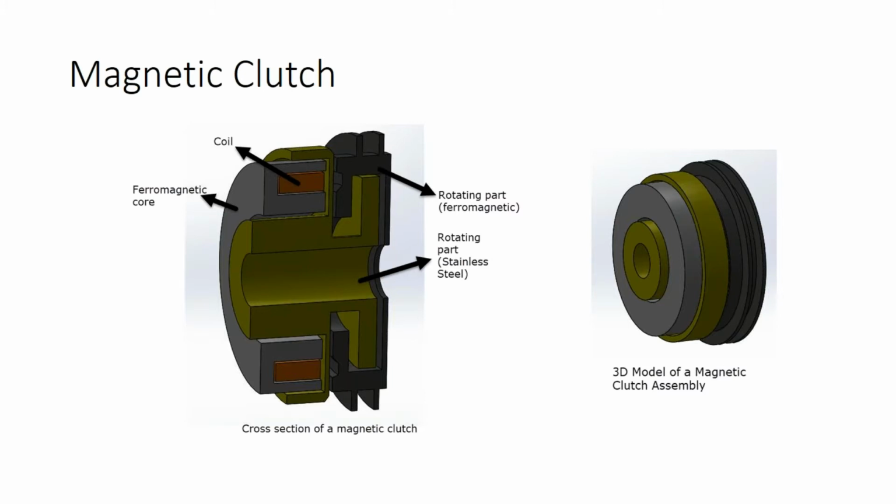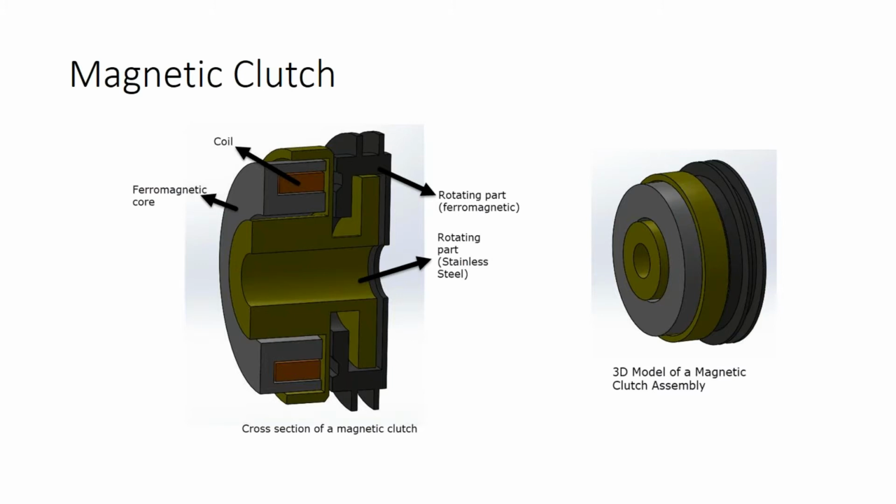There are also two other main components that are very critical to the functioning of a magnetic clutch. That is the coil, which is made up of several conductors of copper. Several conductors of AWG copper wire are wound, and that comprises a coil. And there is also a ferromagnetic core. The 3D model is shown here on the right, and we will actually be looking at this model inside SolidWorks.